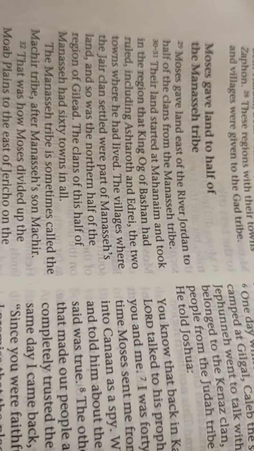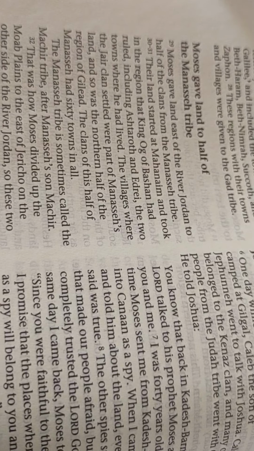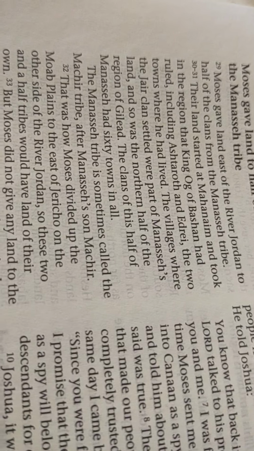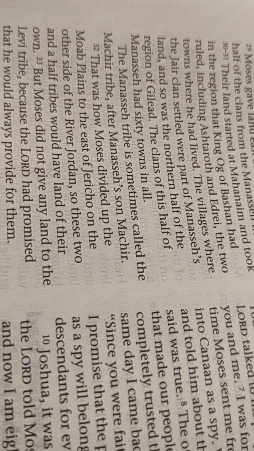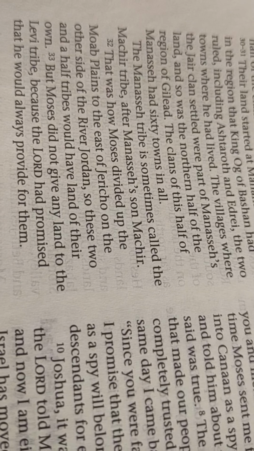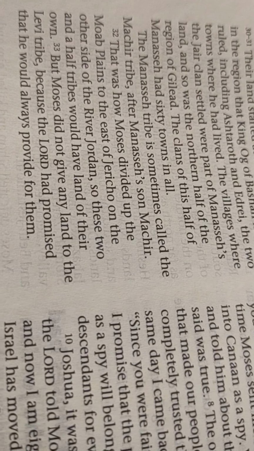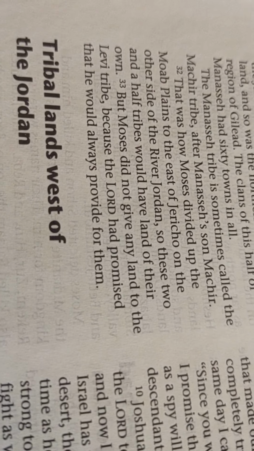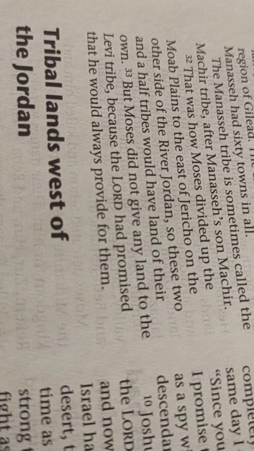Moses gave land to half of the Manasseh tribe. Moses gave land east of the river Jordan to half of the clans from the Manasseh tribe. Their land started at Mahanaim and took in the region that King Og of Bashan had ruled, including Ashtaroth and Edrei, the 2 towns where he had lived. The villages where the Zair clan settled were part of Manasseh's land, and so was the northern half of the region of Gilead. The clans of this half of Manasseh had 60 towns in all. The Manasseh tribe is sometimes called the Machir tribe, after Manasseh's son Machir.